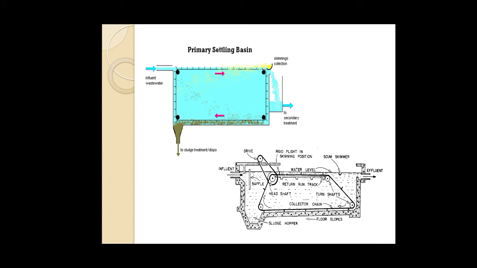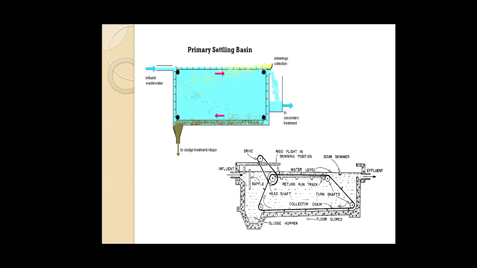Here is the diagram for the primary settling basin. Now we can see the blue colored area, in which on the left hand side we can see the inlet. This inlet is used for the influent wastewater. At the bottom there is the sludge treatment disposal. It is the hopper. Then on the right hand side there is again an arrow where, after primary treatment, the sewage is allowed to pass for secondary treatment.